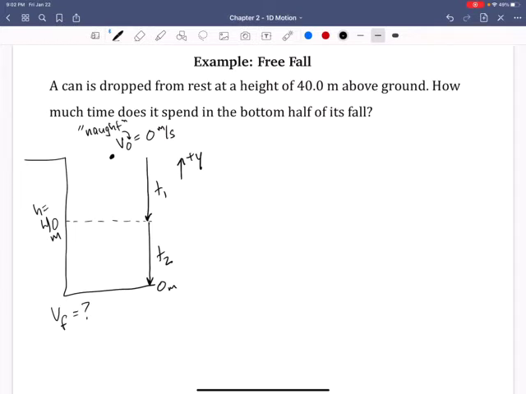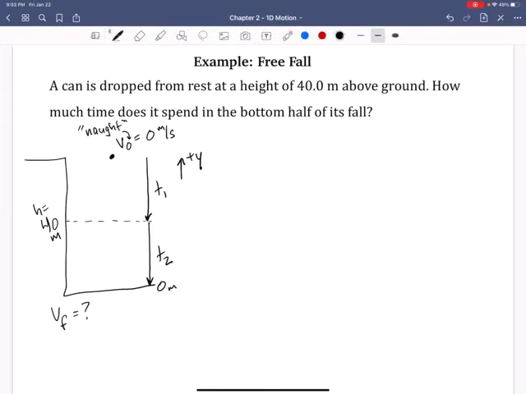So can we find the time in this bottom half straight away? Well, when this is released, it's going to accelerate down. It's going to be moving at some speed right here at 20 meters, and it's going to end up at some faster speed. In order to calculate the time here, we need to know both of those speeds, but we don't know either of them. So we cannot straight away solve for T2. We have to piecemeal this.